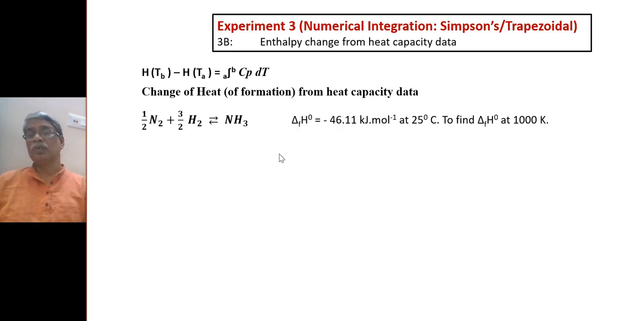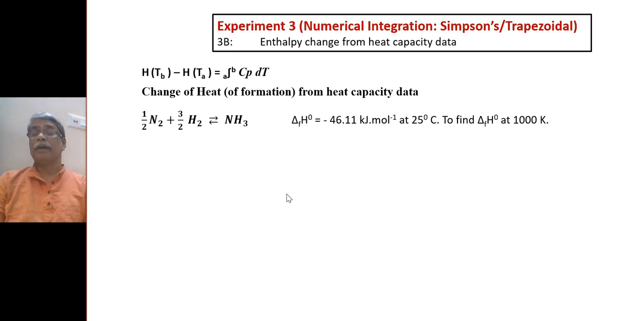Rather, it is more relevant in a problem like this. Again, it is enthalpy change from heat capacity data, but this time it is not of a particular substance, but rather a reaction. So we call it heat of reaction, or heat of formation, you can say here in this case, because ammonia has been formed from nitrogen and hydrogen. So delta f H at standard condition at a given temperature, say 25 degrees centigrade, is known. Now we have to evaluate that same heat of reaction but at a different, higher temperature, 1000 Kelvin.